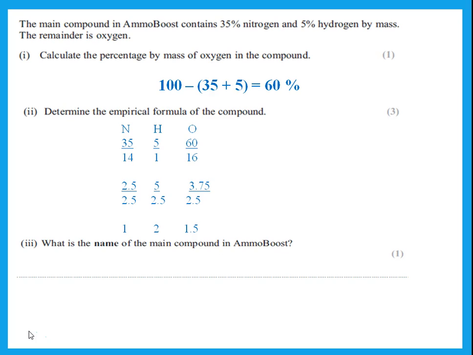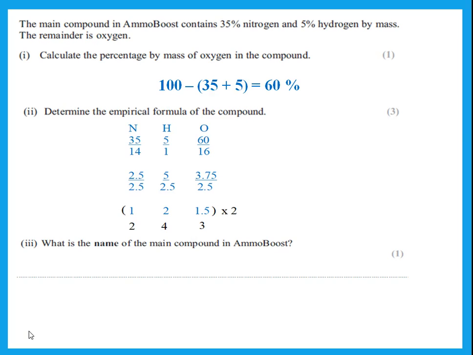Now you cannot leave it like this because there is no formula with a 1.5 under it. You can't say a formula is NH2O 1.5. We said if one of the ratios comes out 1.3, 1.4, 1.5, 1.6, 1.7, you do not round it up or down. You have to multiply it by a number that changes it into a whole number. So the 1.5 is easy. If you multiply through by 2, the 1.5 becomes 3 and the others are multiplied by 2. So your actual empirical formula is N2H4O3.